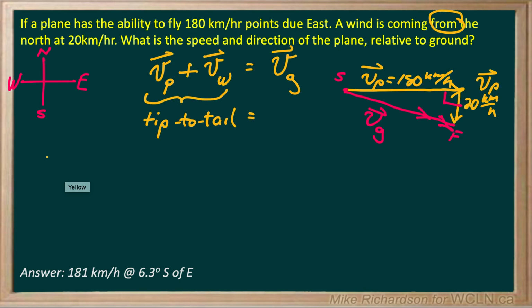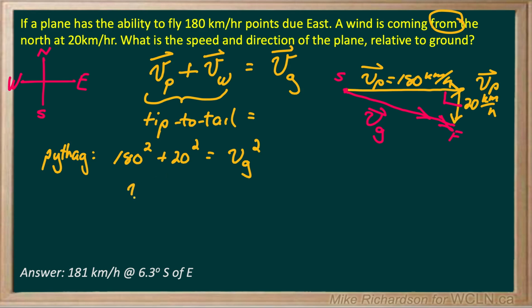Let's start with Pythagoras. Now we're just going to solve for the hypotenuse of this triangle. So it's just going to be a squared, which is 180, plus b squared equals c squared, and we're just going to call c VG, all squared. And when we do that and take the square root, we get VG is 181 kilometers per hour. So now we've got what's called the magnitude, or the length of that pink vector.